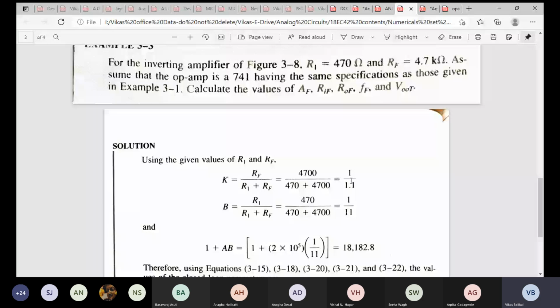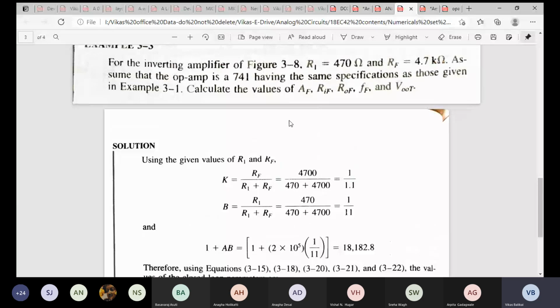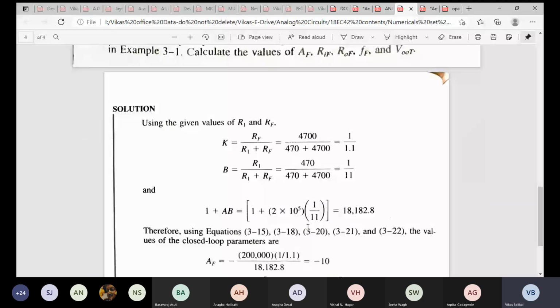And please ensure you calculate the value of 1 plus A beta, because that gives you handy information in quickly calculating things. So 1 plus A beta will lead to 1 plus A, which is 2 into 10 raised to 5. He has already given that; it is the same as used in the previous example. And beta is 1 by 11. If I do that calculation, 18182.8 is my 1 plus A beta value.